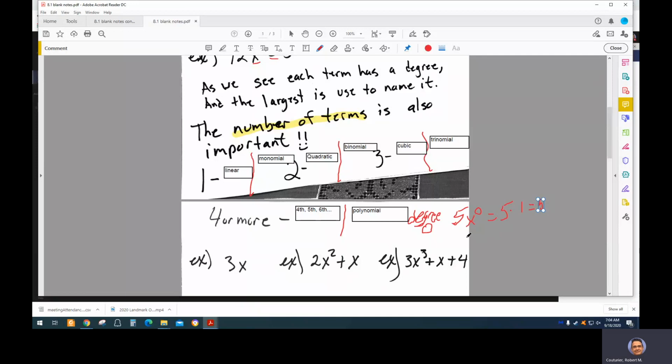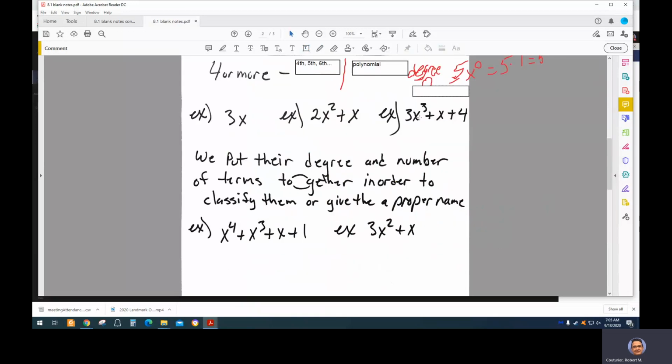So this is why a constant has a degree of 0. And that is our special term. When we have something that has a degree of 0 or it's just a number, we call it a constant. Okay, so we have to be careful. That's the one that sometimes confuses students. So we just be careful with it.